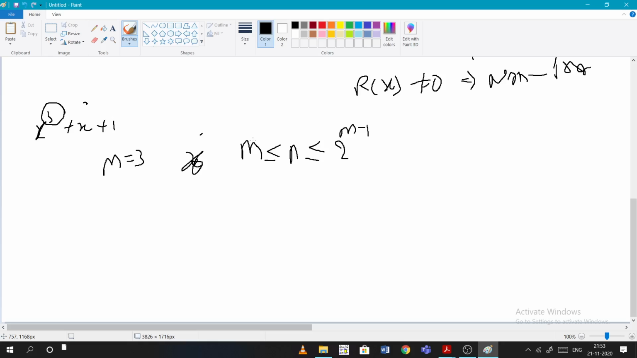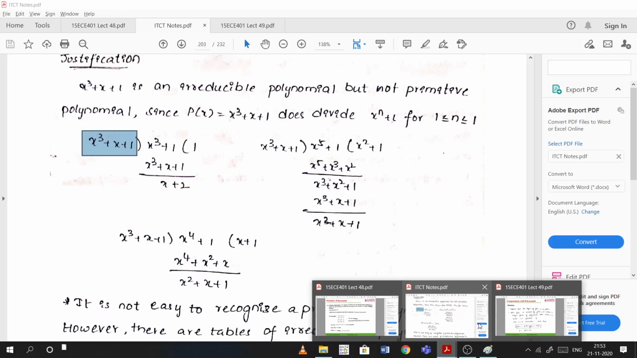So from 3 we'll start: we'll take x cube plus 1 divided by that p of x. Next x power 4 plus 1 divided by p of x. Basically I am using only this one, x power m plus 1. It is not necessary that only this will be taken. We have to see all the possible combinations. How do we know how many we'll get? I will show you here.